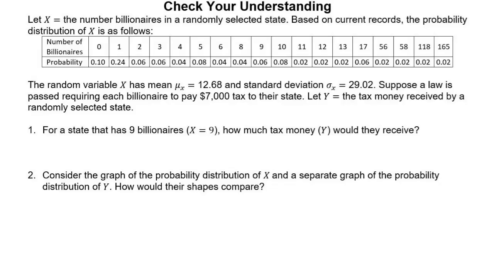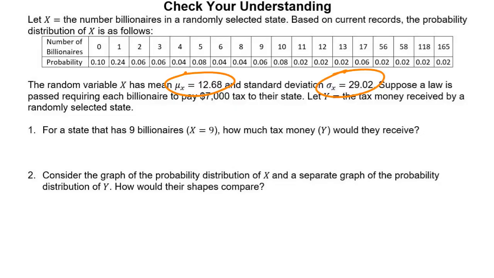Skewed right. Look what happens to these numbers. 0, 1, 2, 3, 4, 5, 6, 7, 8, 9, 10, 11, 12, 13, 17, 56, 58, 118, 165. We're way out there on the x-axis now. Definitely skewed to the right. The random variable x has a mean of 12.68 and a standard deviation of 29.02.